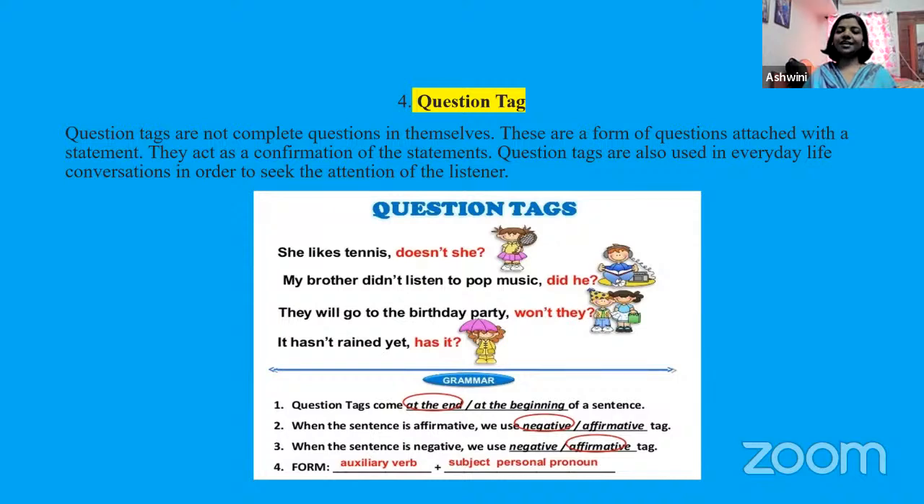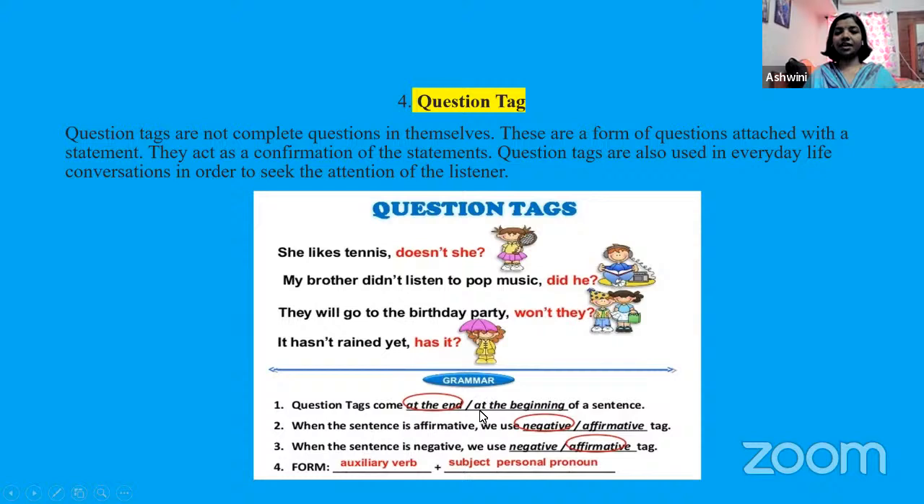Okay, now question tag, just look at this pic. Question tag: she likes tennis, doesn't she? Likes, does is included. And my brother didn't listen to pop music, did he? Okay, they will go to birthday party, won't they? It hasn't rained yet, has it? Now these are the simple rules of a question tag.